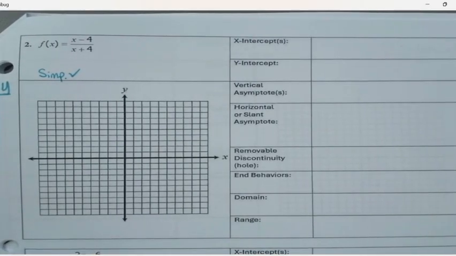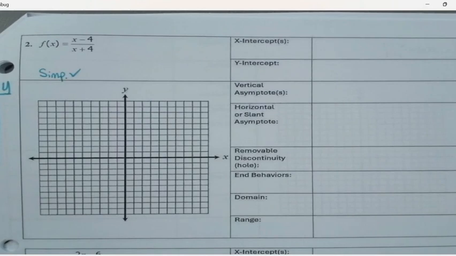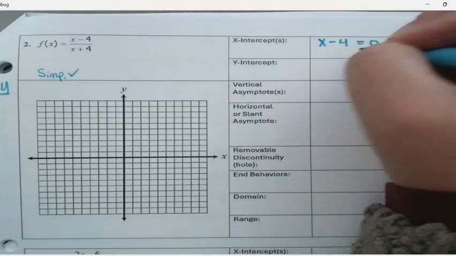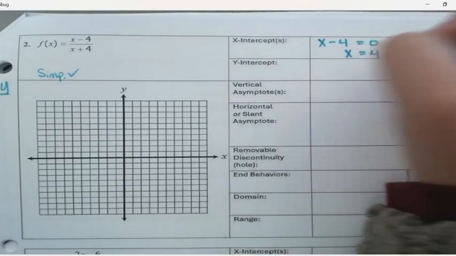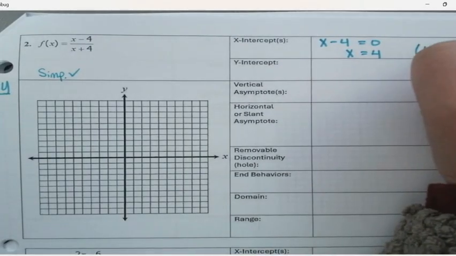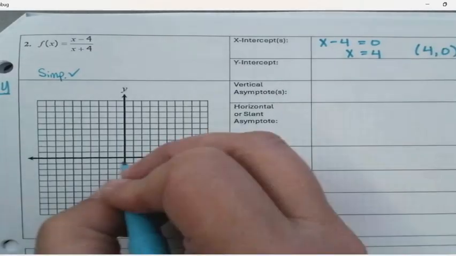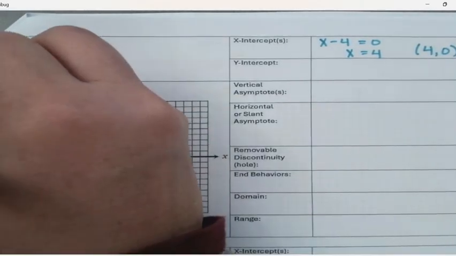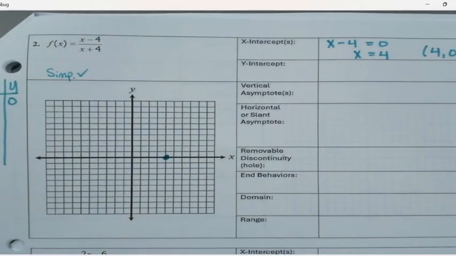So the first thing I do is find the x-intercept. To find the x-intercept, my directions say set the numerator equal to 0. So x minus 4 equals 0. Therefore, x equals 4. And to write it as a point, it's 4, 0. So 1, 2, 3, 4. There's my x-intercept. I'm going to go ahead and put it in my table.